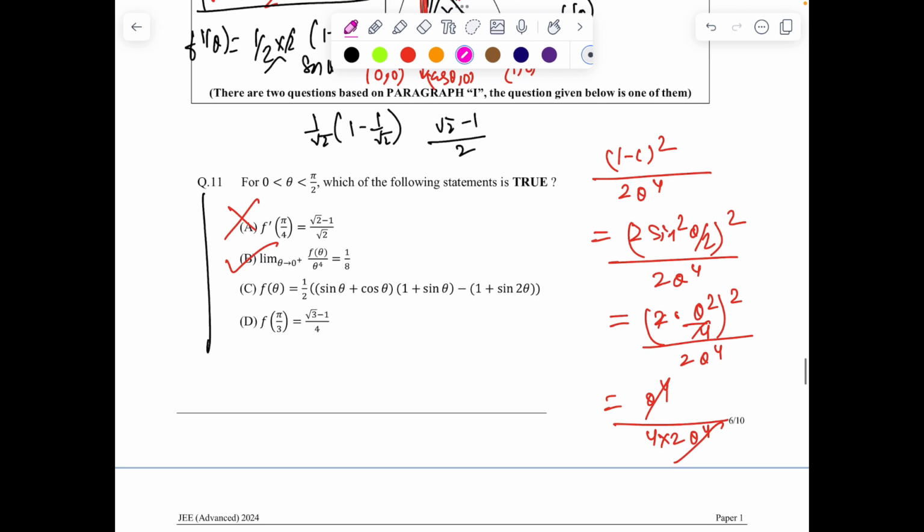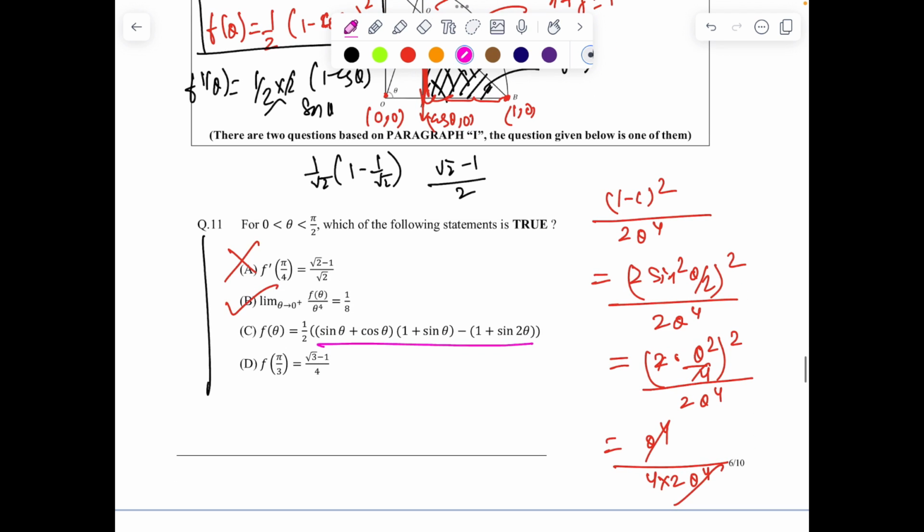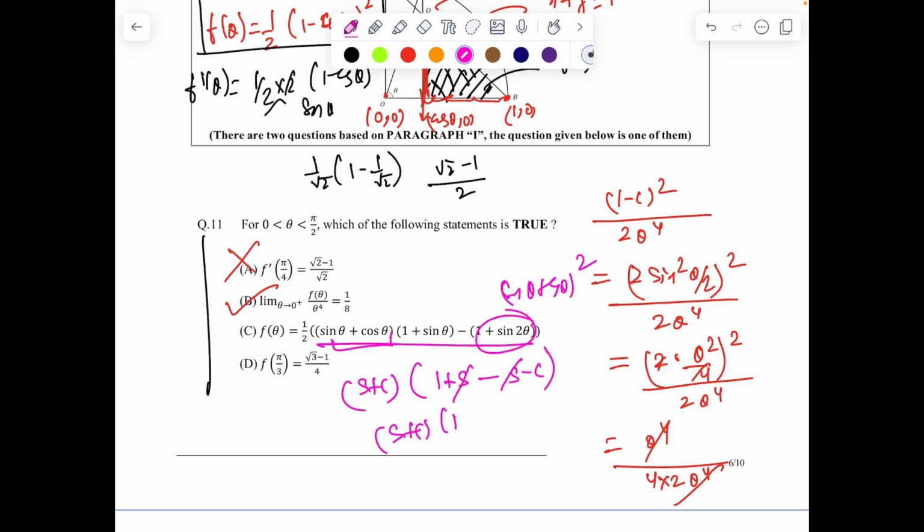F of theta they have given, so again you can manipulate, like 1 minus cos theta whole square, you try to bring. So this thing you can write as sin theta plus cos theta whole square, right? And again you can take sin plus cos common, so we'll have 1 plus sin minus cos. I hope you know how to manipulate. So sin is gone, so you have sin plus cos into 1 minus cos by 2. So clearly this is not it.